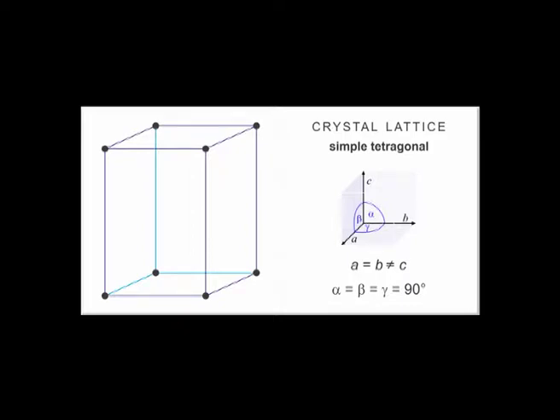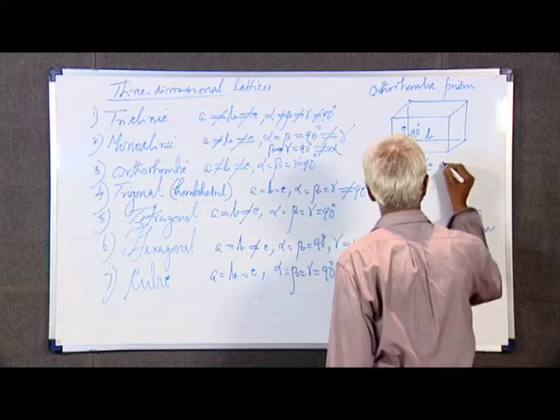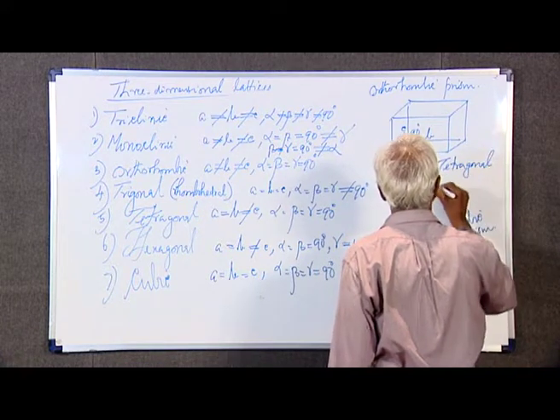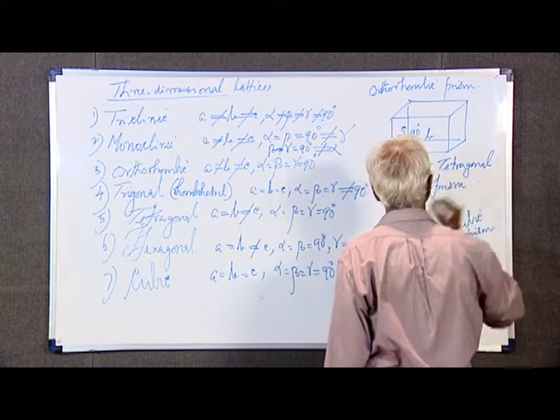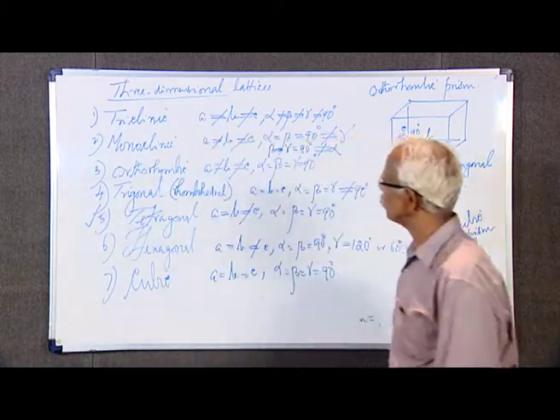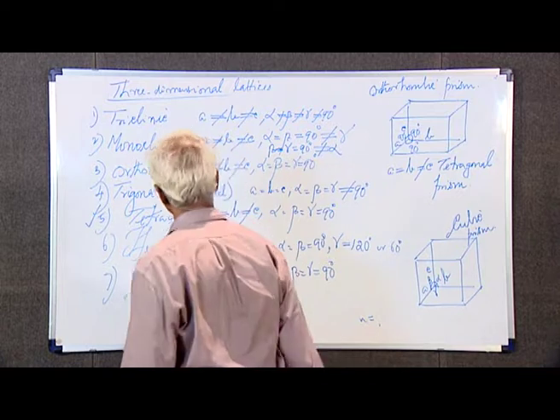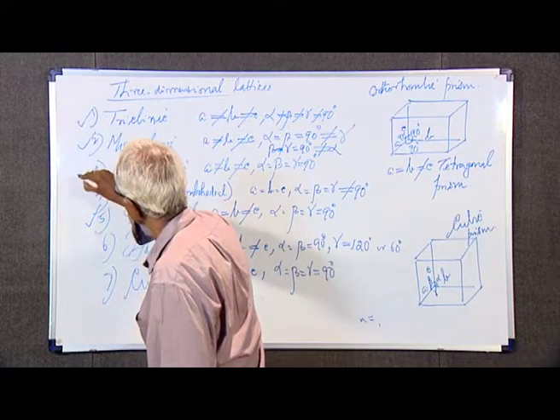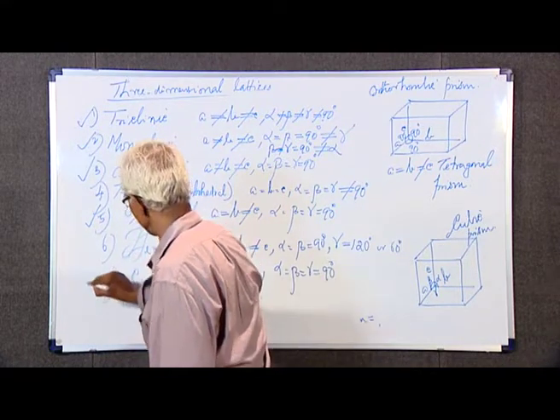A equal to B not equal to C, alpha equal to beta equal to gamma equal to 90 degrees. This is the tetragonal lattice, or the prism is called the tetragonal prism. So, this is explained without any difficulty. Tetragonal prism falls into place in this bigger hierarchy. So, we have seen triclinic, monoclinic, orthorhombic, tetragonal and cubic.